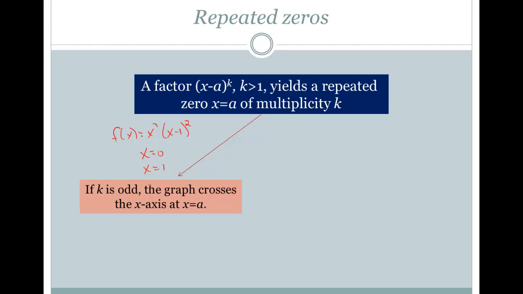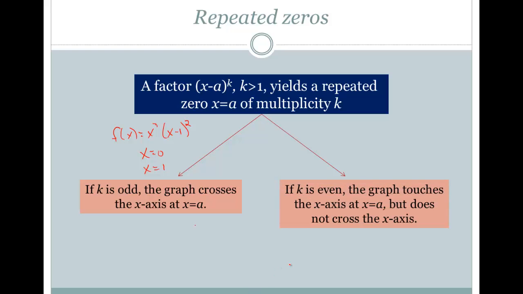And so what does that mean in terms of our graph? Well, if k is odd, like in the situation with x equals 0, the graph will cross the x-axis at that point. So we're going to cross at x equals 0. If k is even, the graph will touch at x equals a, but does not cross. So we're going to touch the x-axis at x equals 1, but not cross it. When I say touching, it's something like this: at x equals 1, I would come down, touch, and then come back up. Where I cross, it's actually going to cross like that.